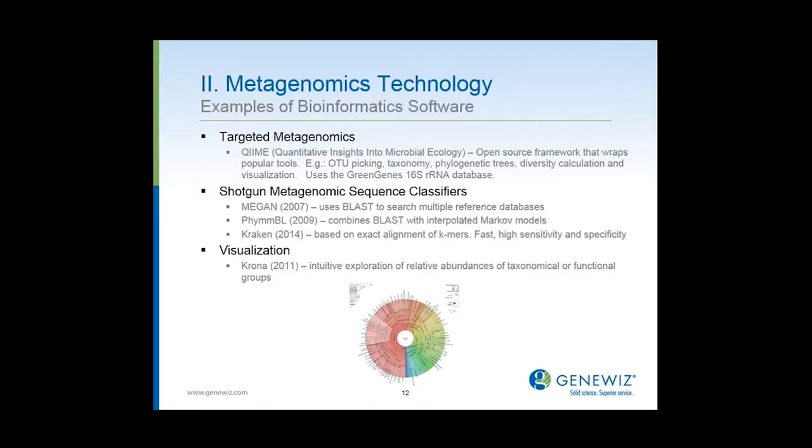Regarding shotgun metagenomic sequence classifiers, which is a class of software, in 2007, MEGAN was developed, which uses BLAST against reference databases. Later, Taxonomer was developed, which also combines it with Markov models. And in 2014, Kraken was developed, which uses k-mers, or exact subsets of fixed length, or subsegments of fixed length of a read. And that system, k-mer, is very fast with high sensitivity and specificity.